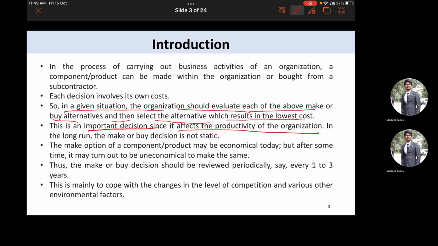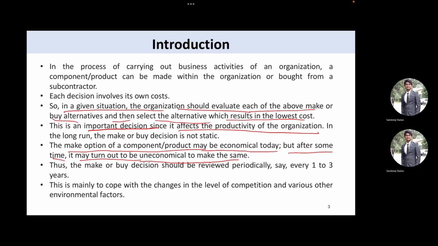And the make option of a component or product may be economical today, but after some time it may turn out to be uneconomical. So the economical aspect needs to be understood also, that whatever we see as economical today may not be economical tomorrow. Thus the make or buy decision should be reviewed periodically, say 1 to 3 years. Is it economical to make that product now, or should we purchase it from outside? This is mainly to cope with the changes in the level of competition and the various environmental factors, because the government also imposes a few environmental norms that need to be considered for that also.